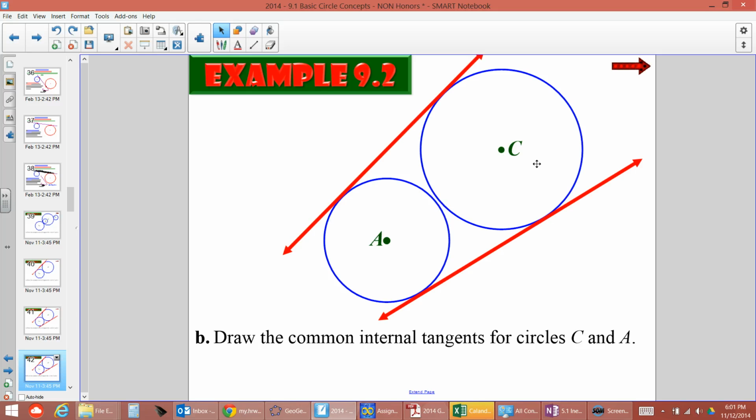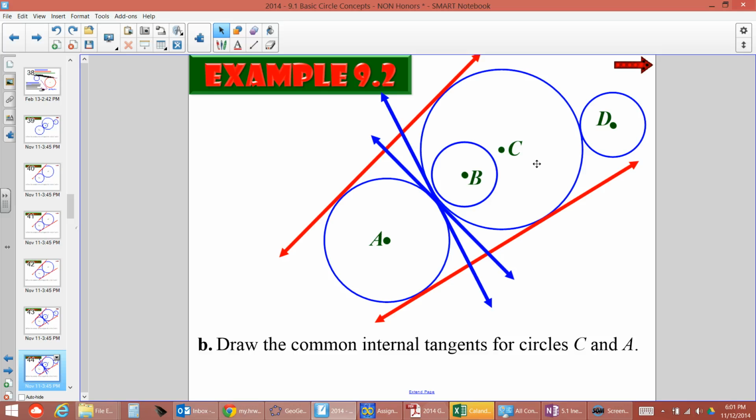Now it says draw the common internal tangent. Now this one's not drawn very well, but I want you to see, well, it's drawn well, it's just that you can't see it because it's so big. I want to tell you what's exactly going on here.